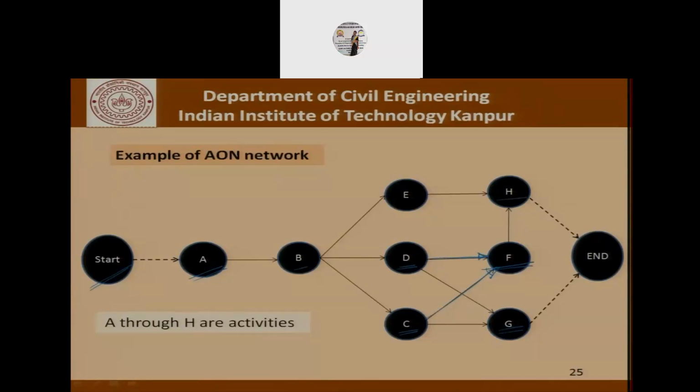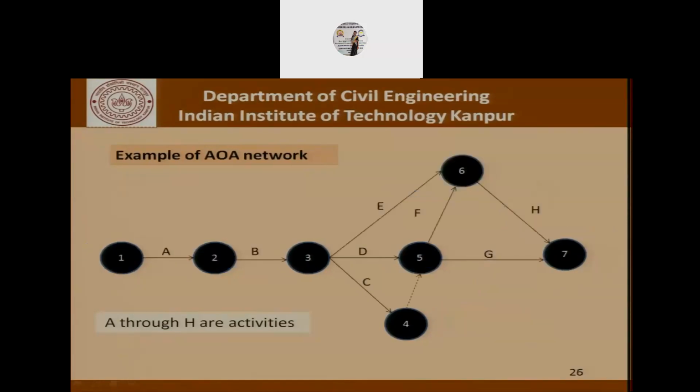And H can be started if activity E has been completed and activity F has been completed. So this is how we have represented those 8 activities A, B, C, D, E, F, G, and H in an activities on node network. So now let's try to do the same exercise in the activities on arrow, and I leave it to you to make sure that the representation is correct.